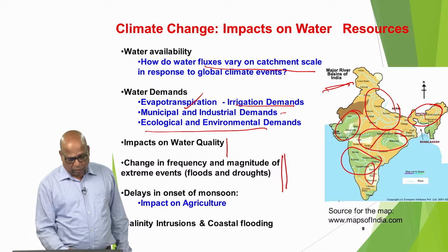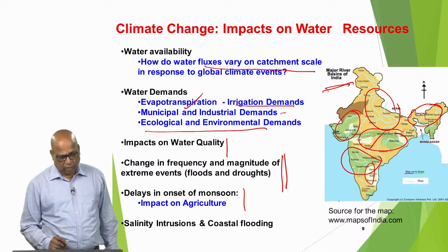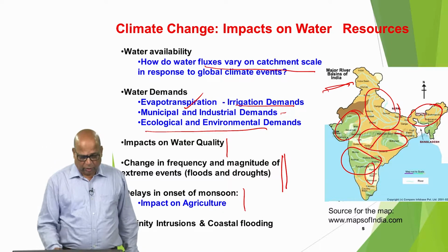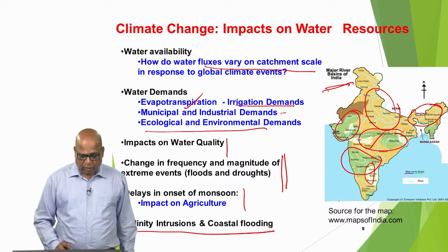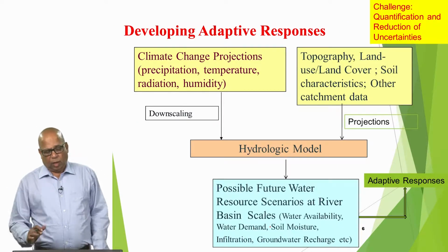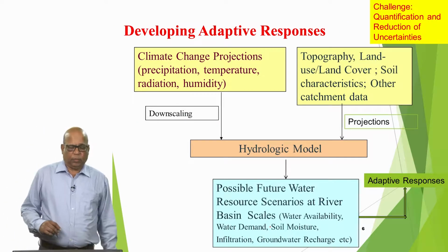Then of course, for our country, delays in onset of monsoon is extremely important because it has a huge implication for agriculture. Then as I mentioned in the first lecture, salinity intrusion and coastal flooding. So, these are the major issues that we need to look at, and this is the same figure that I put up in the first lecture.